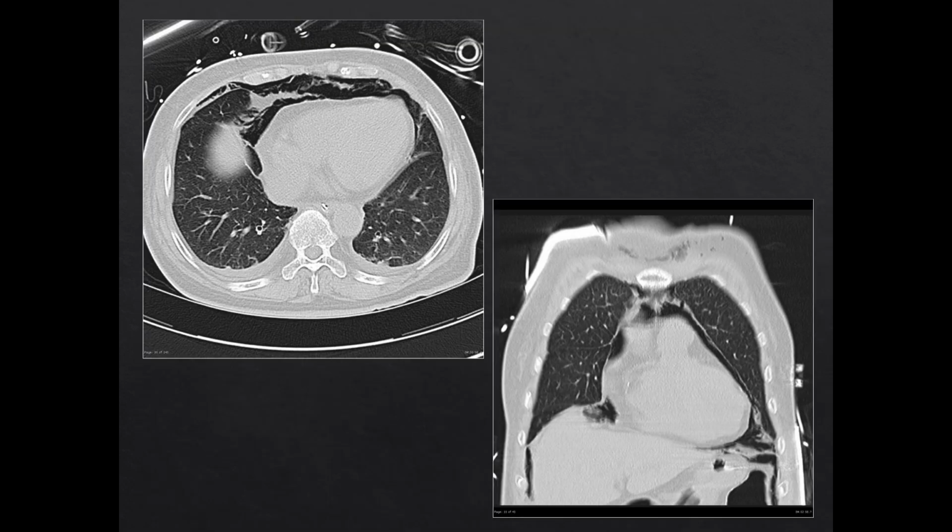Now, as is true with many things, CT can make the diagnosis of pneumomediastinum significantly easier. This is an axial slice of a chest CT. You can see the beginning of the diaphragm here, so we're fairly low in the chest. And this black band that wraps around the heart is the air that is described in pneumomediastinum.